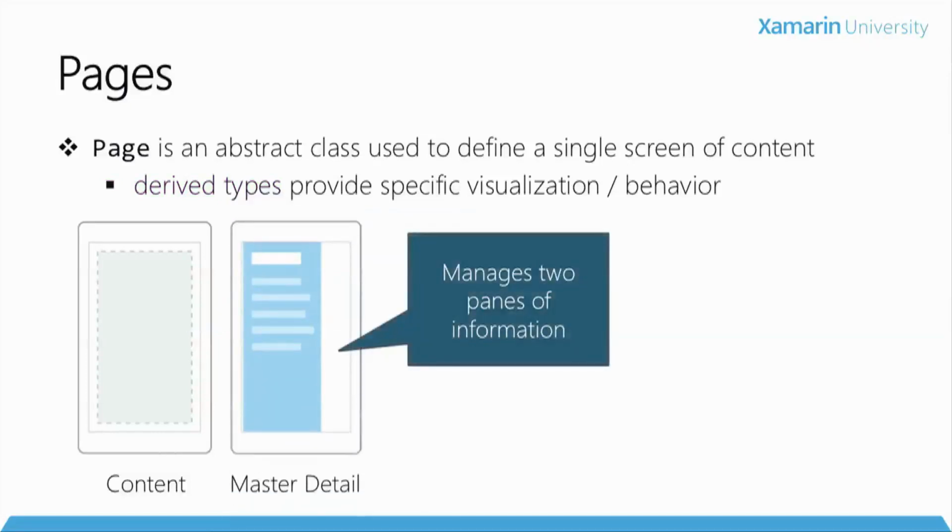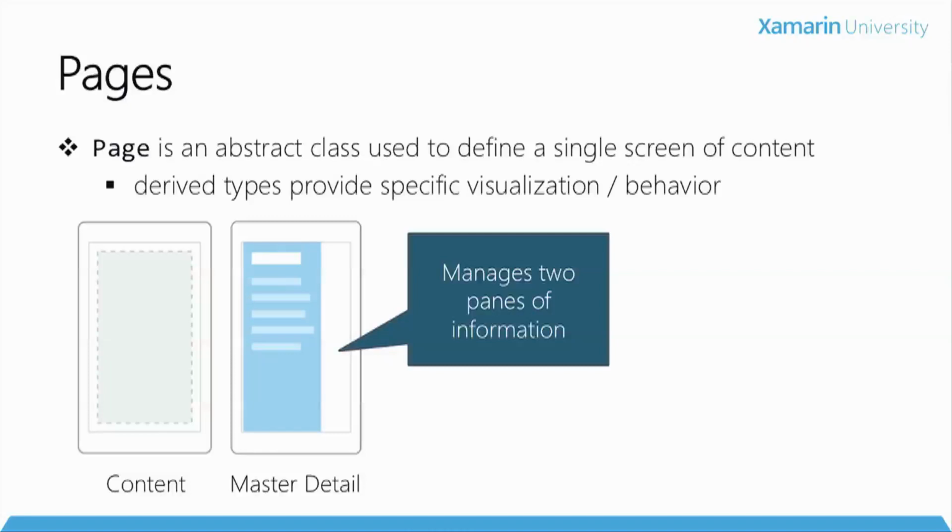The next page we have is the master detail page. The master detail page has got two properties. You probably already guessed it. One is called master and the other is called detail. Both of these properties accept the type page. So to a master detail page, you can add 2 pages, for instance, 2 content pages.